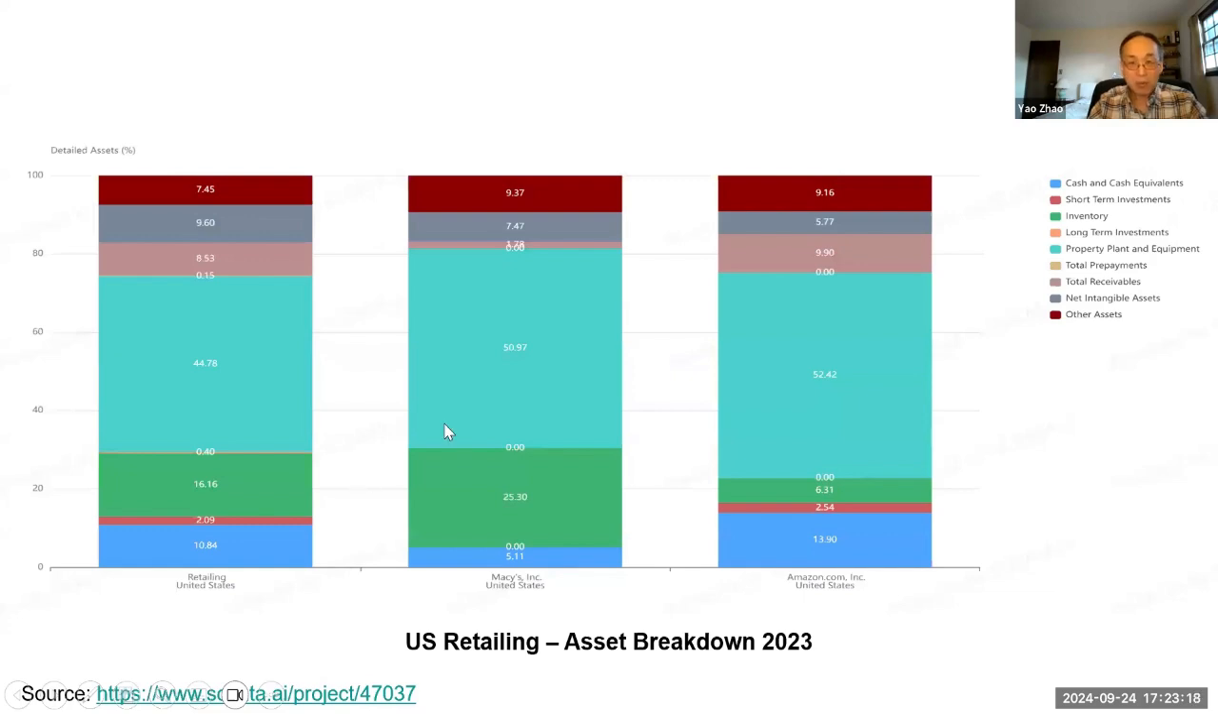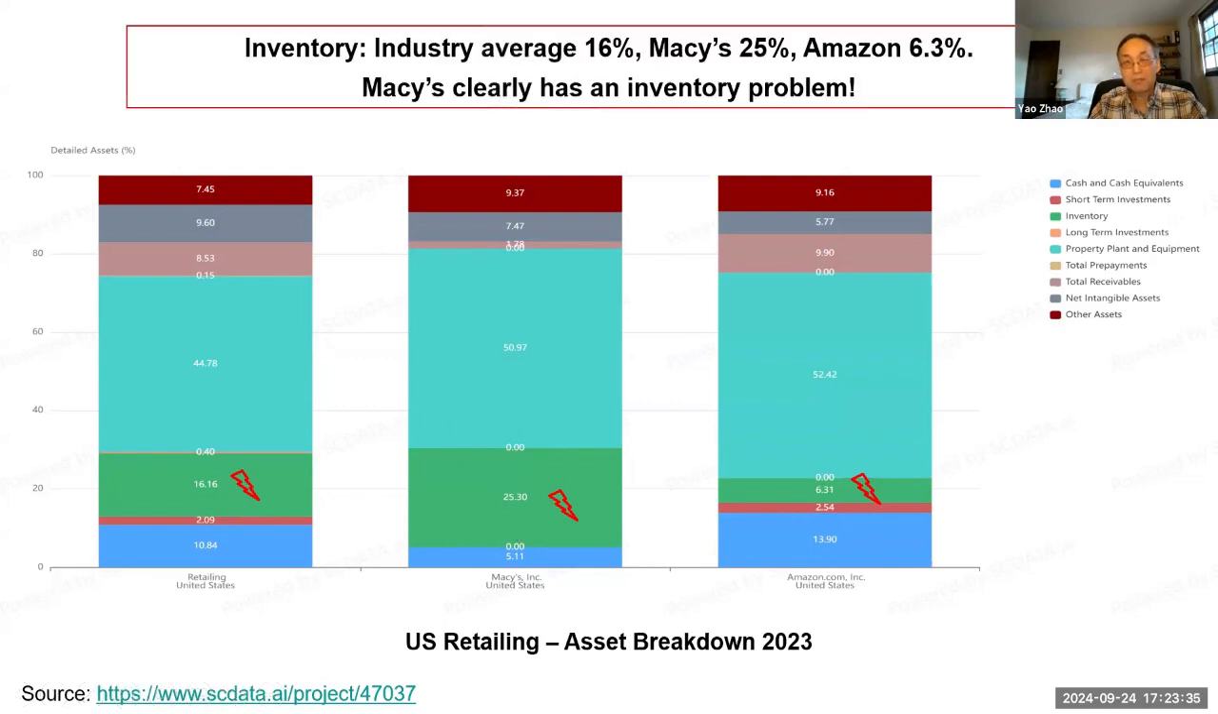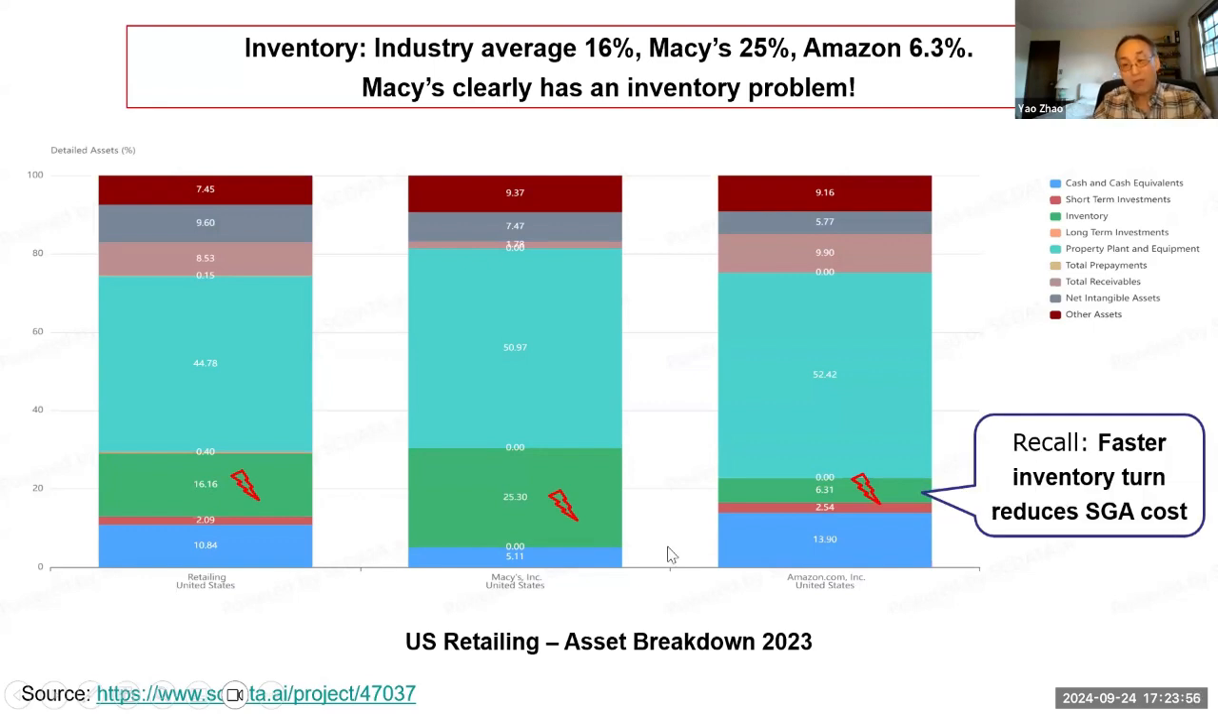So the conclusion is, if you look at their asset breakdown, you'll find here's the inventory. The retailing US average is about 16% of the total assets. Amazon, 6%. Macy's, 25%. So tell me inventory is not important. I would argue in this case it actually shows inventory is very important for retailing. Macy's clearly has an inventory problem. And one of the reasons Amazon can reduce SG&A costs to such a low level is because it can manage inventories much more efficiently than Macy's.